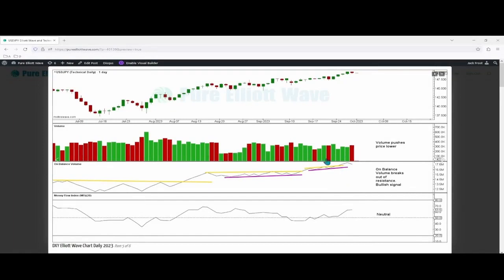On the daily volume chart, volume pushes price lower with a push on some of the bearish candlesticks. On balance, volume has broken out of resistance, giving a bullish signal, and money flow is neutral. Overall, this volume profile is bearish with the pushes on the bearish candlesticks.